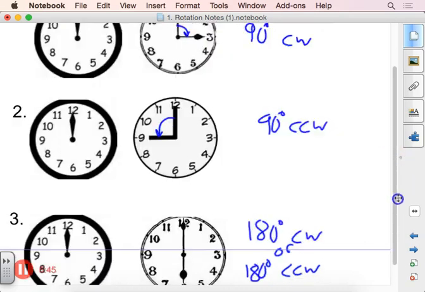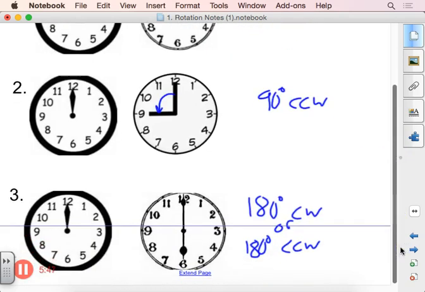And in the last one, you could have said either 180 clockwise or 180 counterclockwise. You could either go counterclockwise, or you could have gone clockwise. Either one would work because they're both 180 degrees, so either one's the shortest way. So you could choose either one of them.